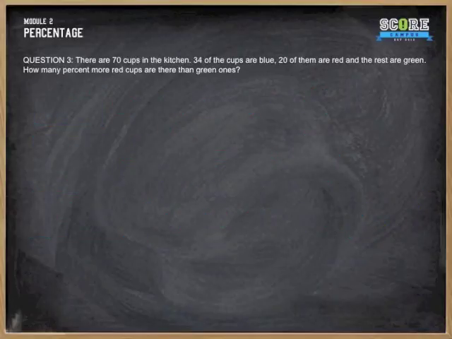Alright students, we are at question 3. This is the last question of this lesson. Let's look at it. There are 70 cups in the kitchen. 34 of the cups are blue, 20 of them are red, and the rest are green. How many percent more red cups are there than green ones? First, we need to identify what the question is asking for. In this case, it is how many more red cups than green cups there are. And this has to be written as a percentage.